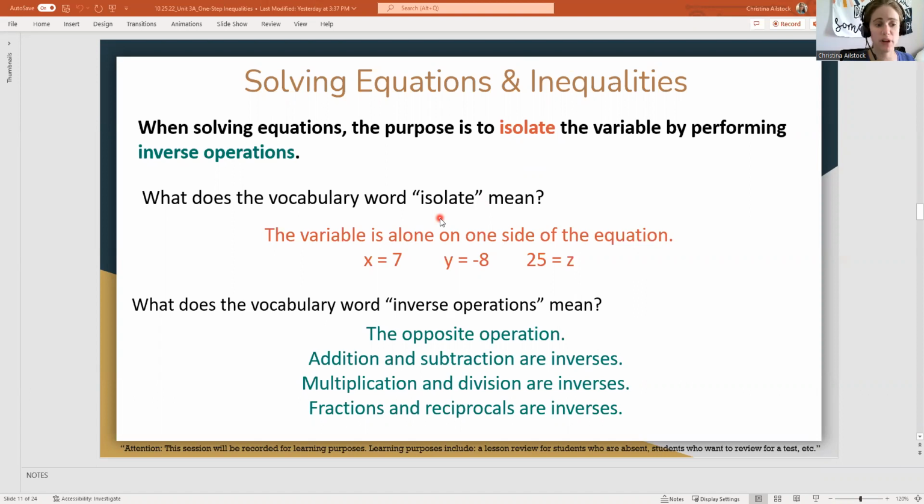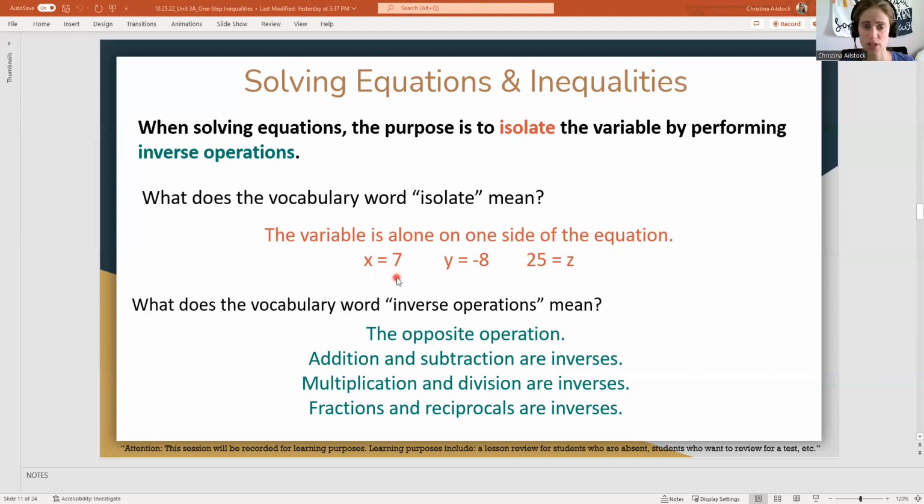So when we get a variable alone on a side of the equation, it's going to look something like this, like x equals 7. So the x is alone, it's isolated, and I now know that x is equal to 7. Y is equal to -8, or it could even be flipped the other way around and say 25 is equal to z. This is what our answers are going to look like. This is what it means when your variable is isolated, when your variable is alone.